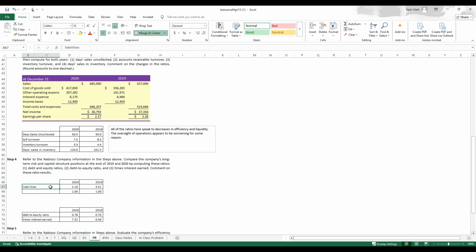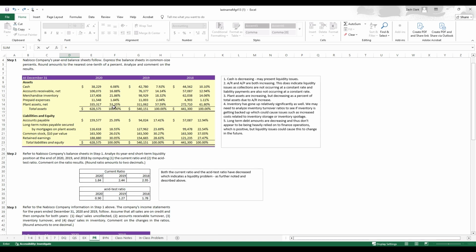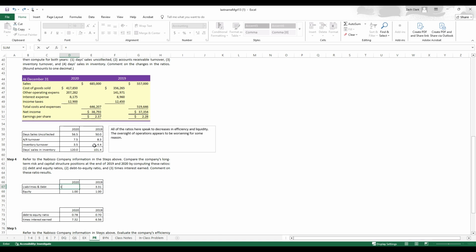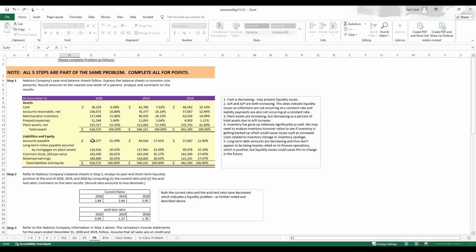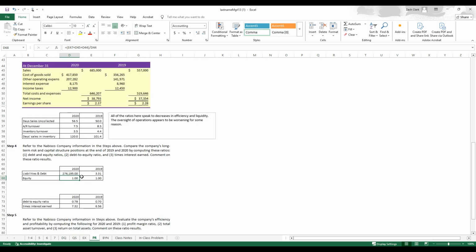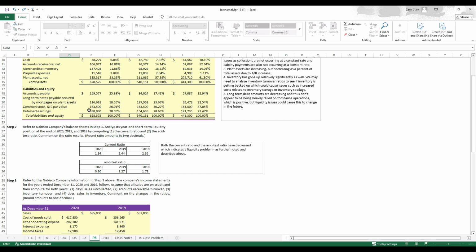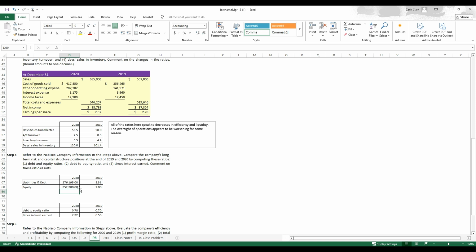Liabilities and debt here for the first top part, liabilities and debt, and then equity. So let's calculate those subtotals for us, because I think that's what we're going to need to do here. So in 2020, our liabilities and debt was the two amounts there. So what was it? 276,195. Total equity is the combination of these two.